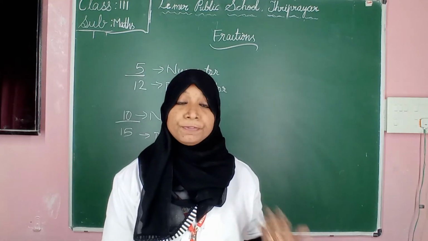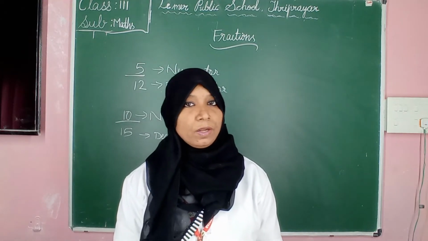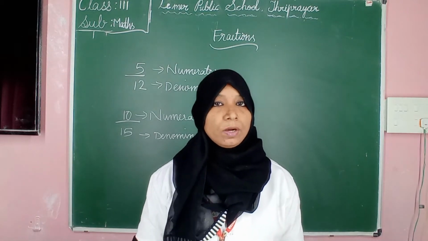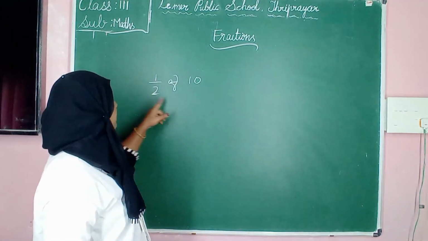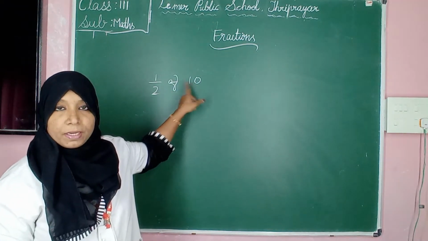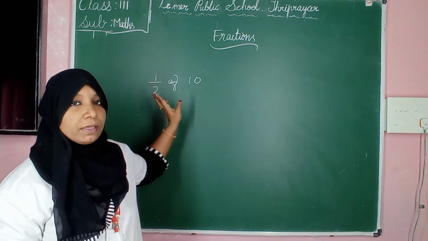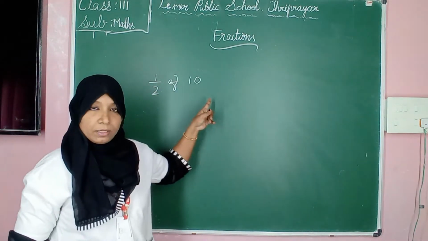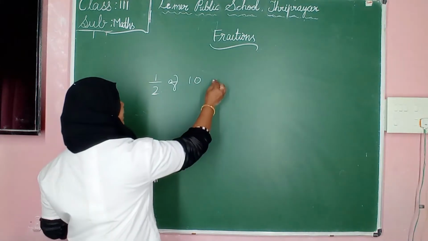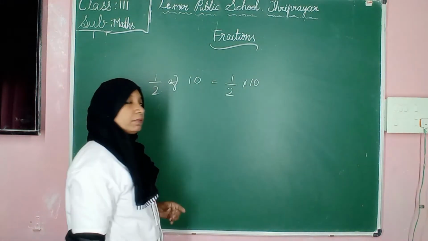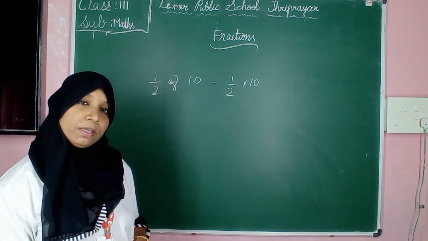Next, how to find the fractional part of a whole. For example, find 1 by 2 of 10. This is the fractional part, this is the whole number. So we have to find the fractional part of a whole. That is 1 by 2 of 10. Of means multiplication. That means 1 by 2 into 10.